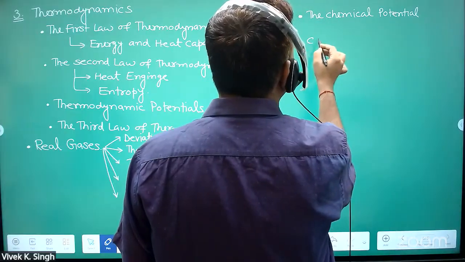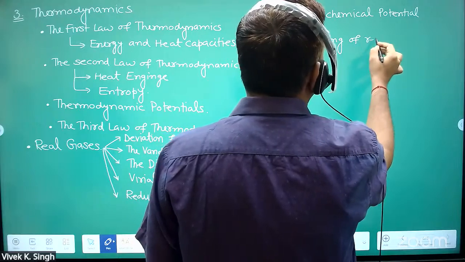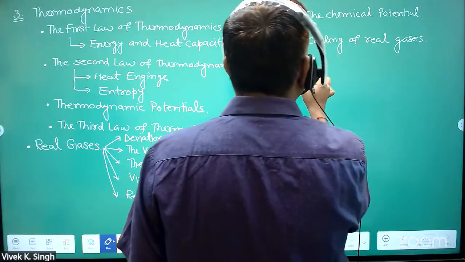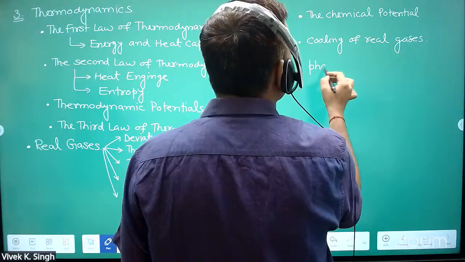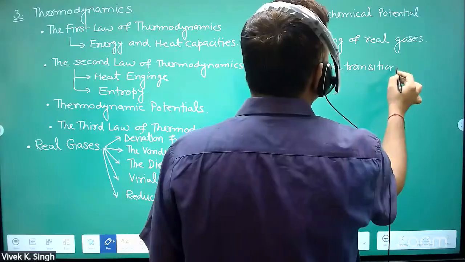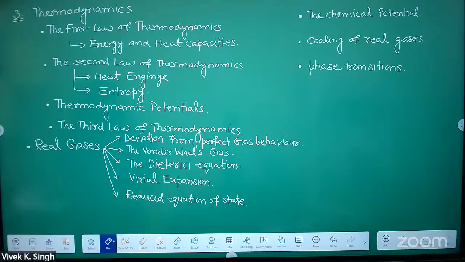Then we have cooling of real gases, and we will also talk about phase transitions. Okay? So we have to focus on these topics. So that will be the part of kinetic theory and thermodynamics. Is it clear?